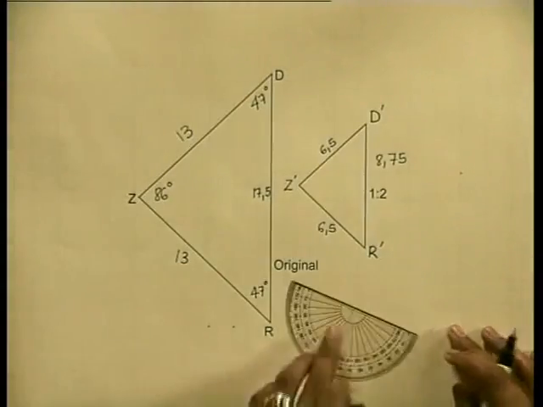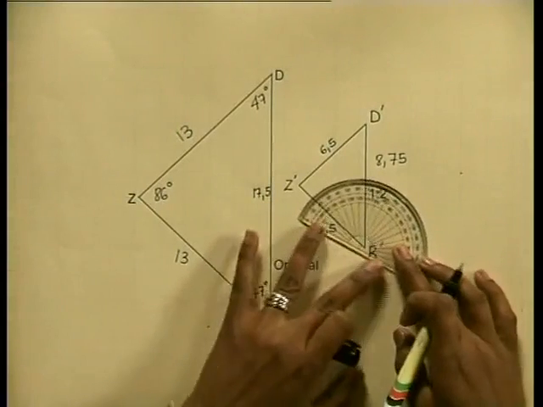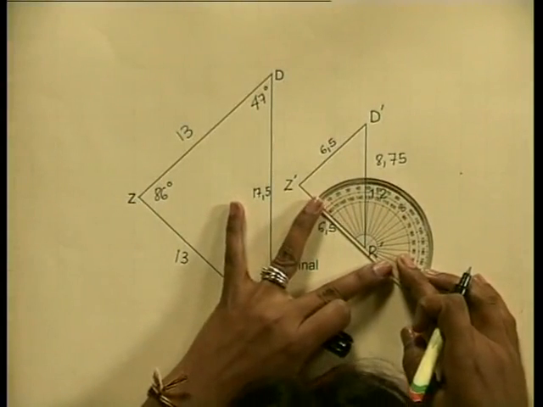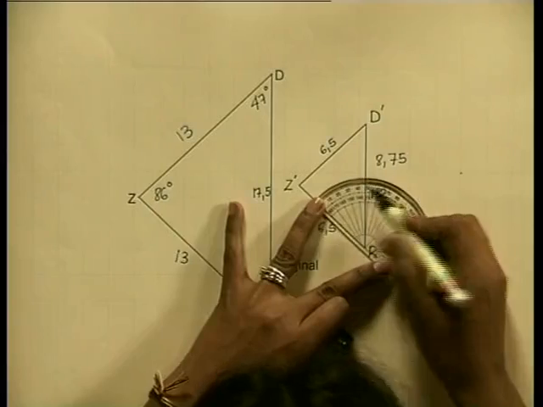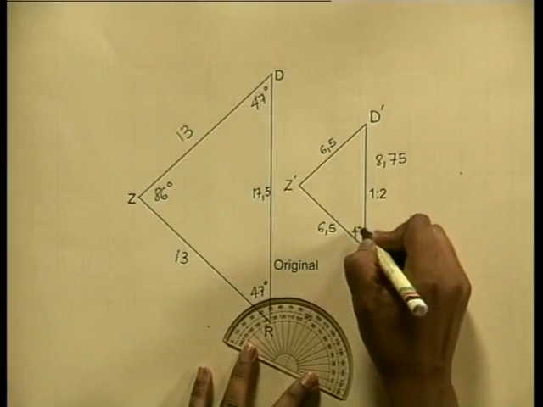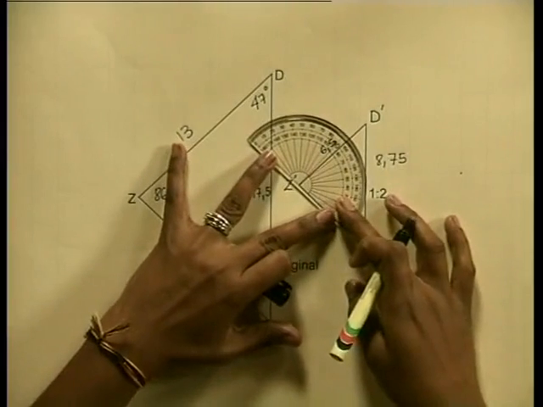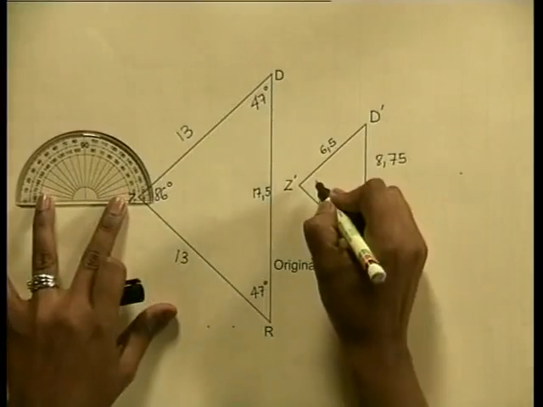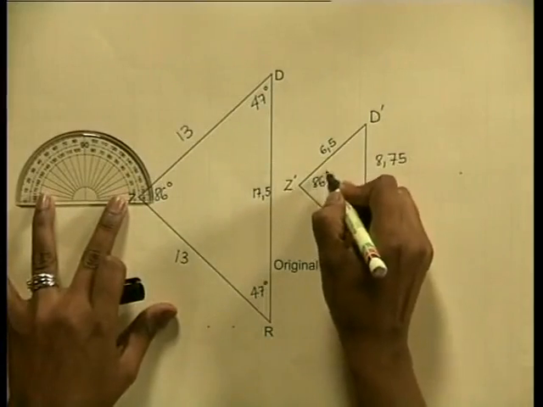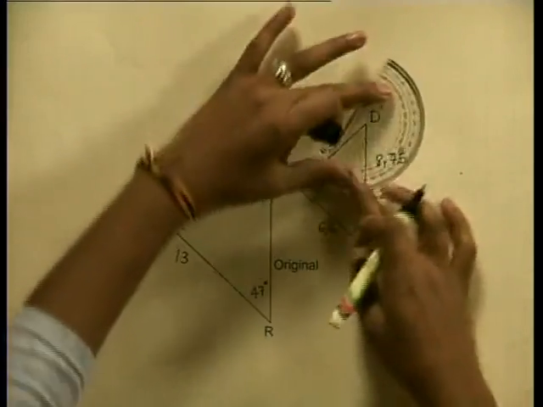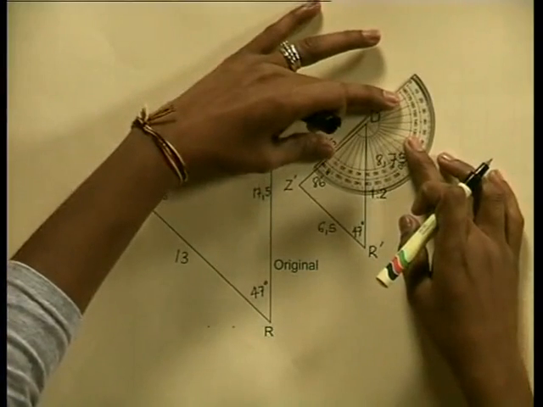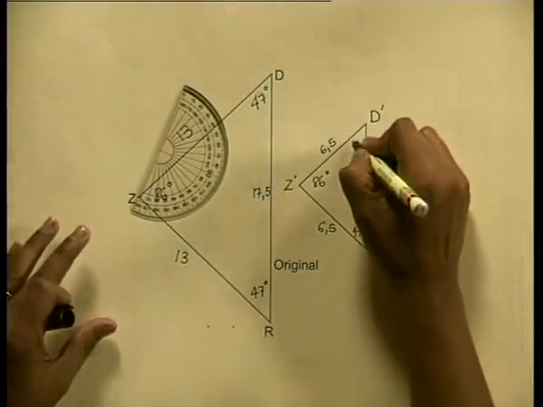Let's now measure the angles in the image. At angle R prime, we also get 47 degrees. Angle Z prime is equal to 86 degrees. And at angle D prime, we get 47 degrees.